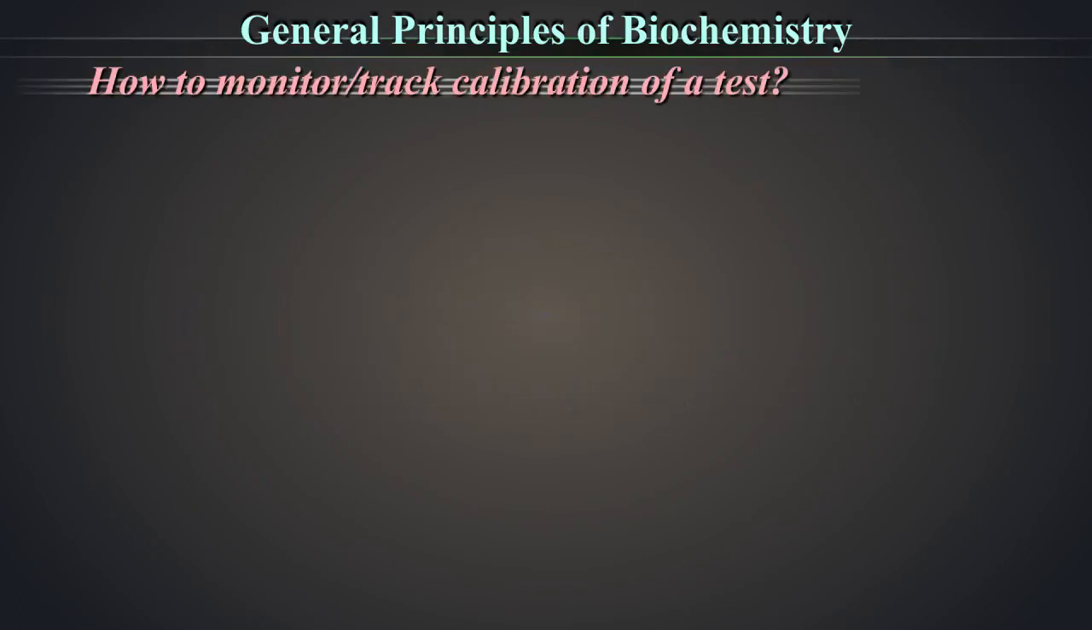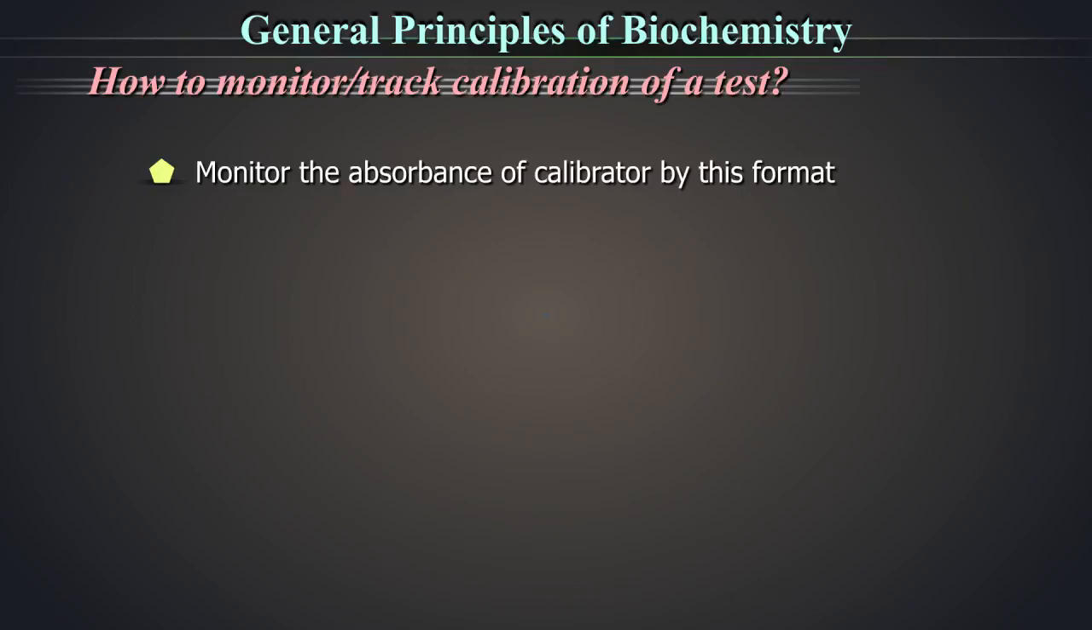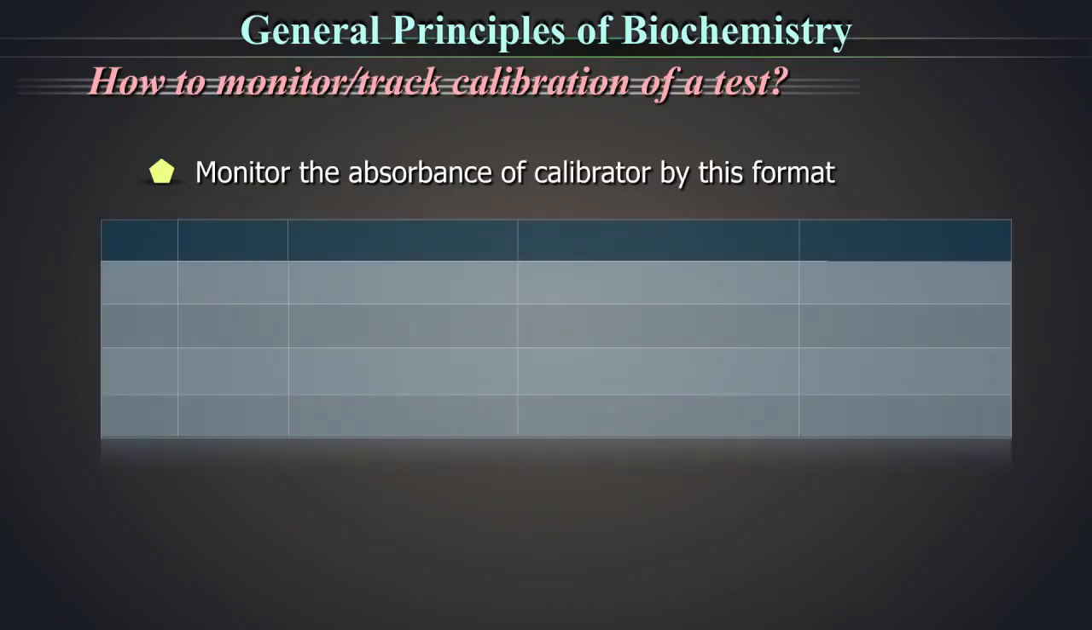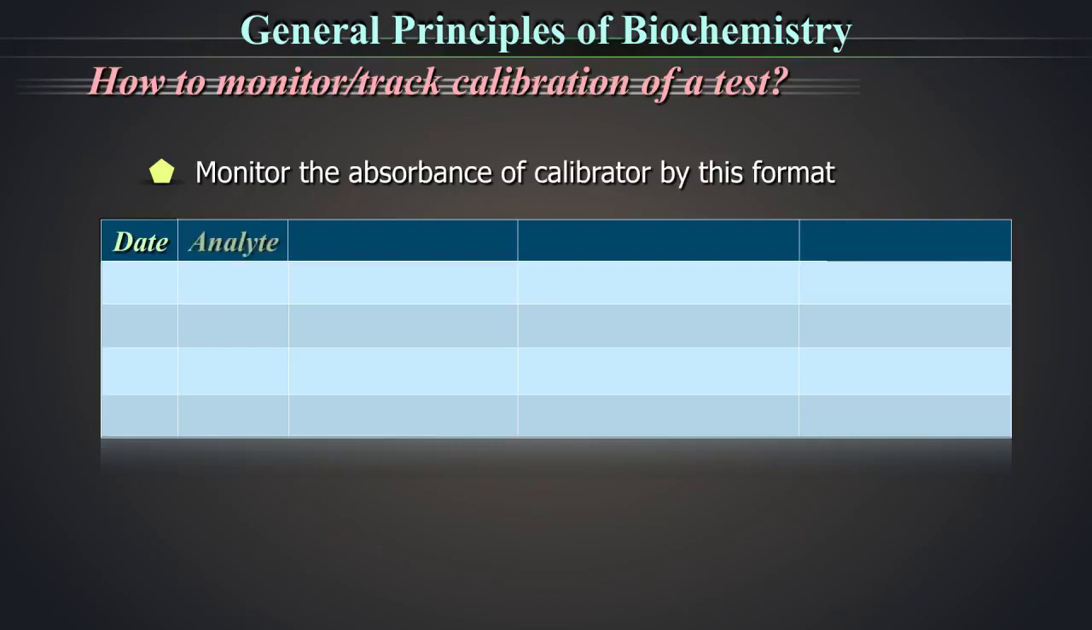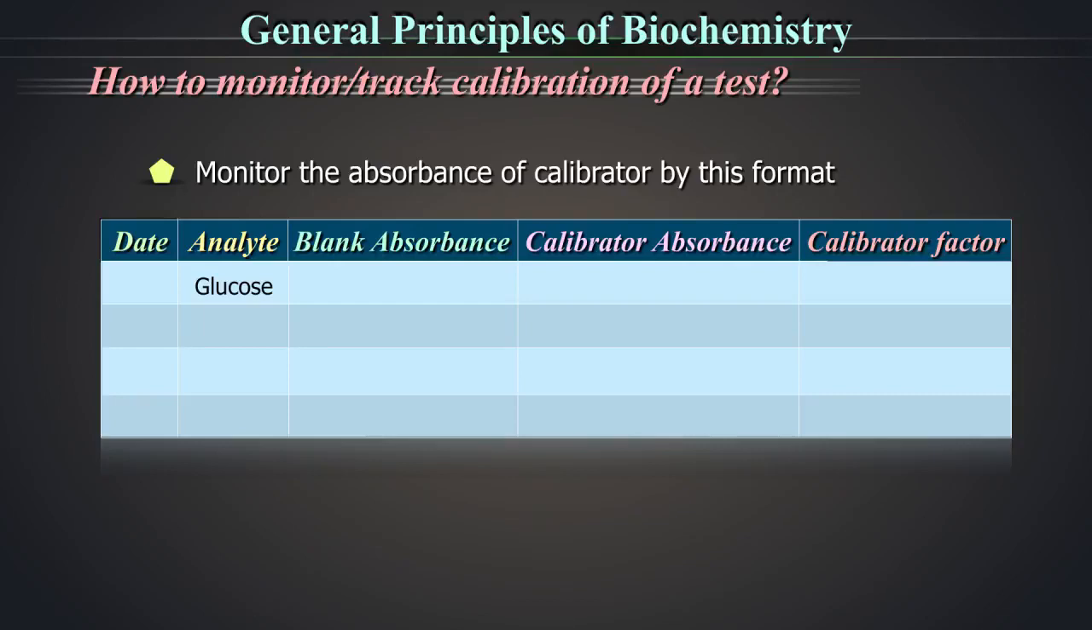How to monitor or track the calibration of a test? Monitor the absorbance of calibrator by the given format. For example, you run the calibrator for glucose, you can see from the log that the blank absorbance, calibrator absorbance, and the calibrator factors are all within range for day 1, day 2, and day 3. But on day 4, the values are out of range. This is an indication to troubleshoot and rerun the calibrations.